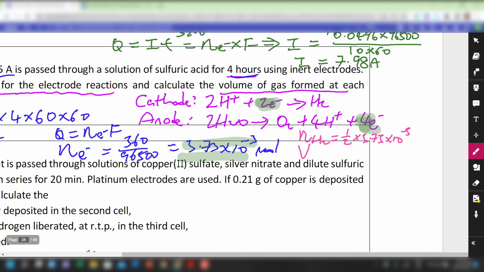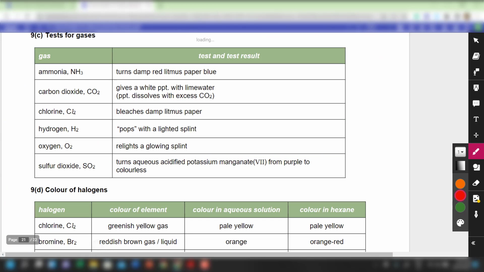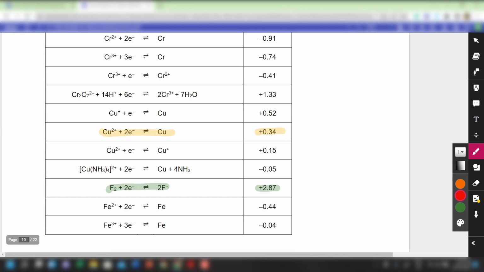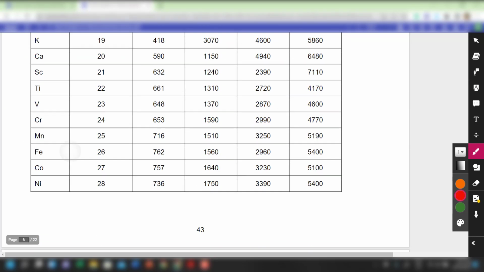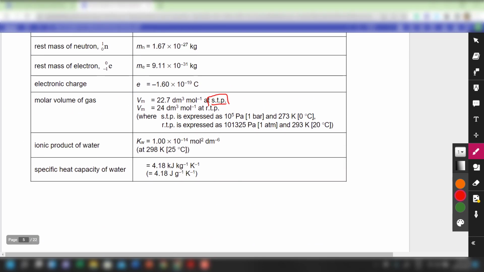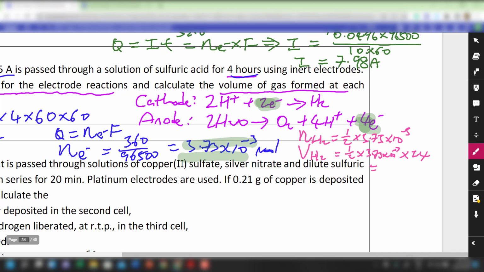Then therefore the volume of hydrogen produced will be 3.73 times 10 to the power of minus 3 multiplied by 24. If you forget, I can just shift back to section 1 so you can take a look. Just give me a while. Section 1, yeah, we have RTP, 24 dm cube: 1 mole of gas will occupy 24 dm cube. So I'll just multiply by 24, and then it will be equal to 0.0448 dm cube. You can convert it to cubic centimeters, so that will be 44.8 cubic centimeters.